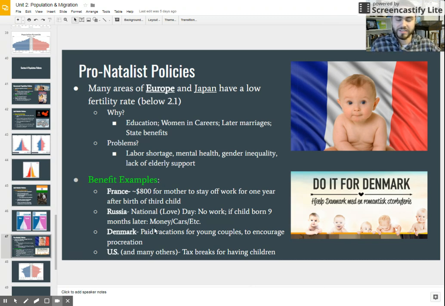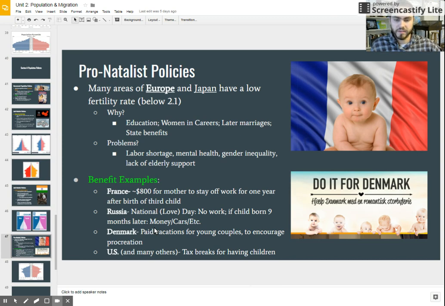Denmark gives you paid vacations in order to encourage having larger families. They feel like when young couples go on vacation, they're more likely to want to experience the world in terms of being a family more, and therefore more likely to have kids. And in the U.S. and most developed countries now, they have tax breaks. Basically, you pay less in taxes the more kids you have. And these are just incentives to have a growing population, which many places in Europe and Japan are having a problem with right now.